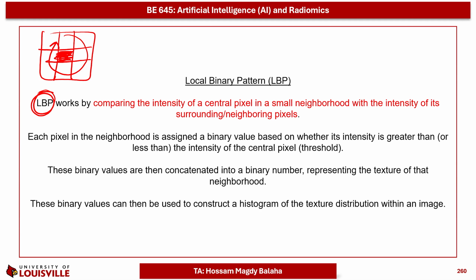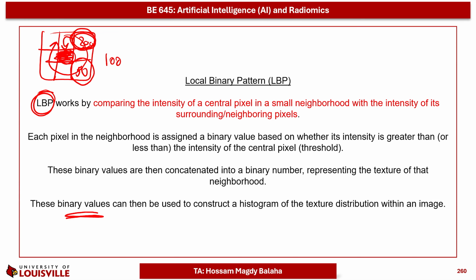So simply, if we have a value here of 100, a value here of 200, and another value here of 50, then we are checking whether each value is greater than the threshold or not. This one is above the threshold, which is the central pixel, and this one is below the threshold. Then, using these binary values, we can construct a histogram of the texture distribution within an image, or we can also get other features such as GLCM or GLRLM features.